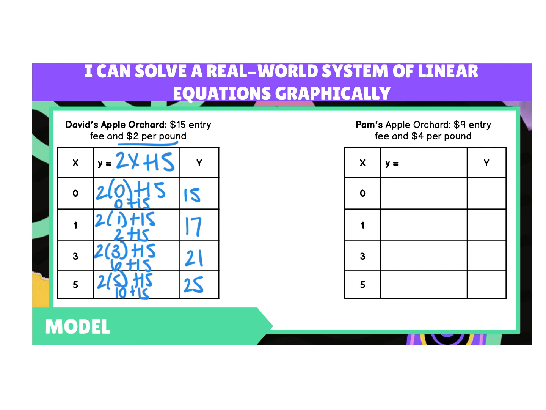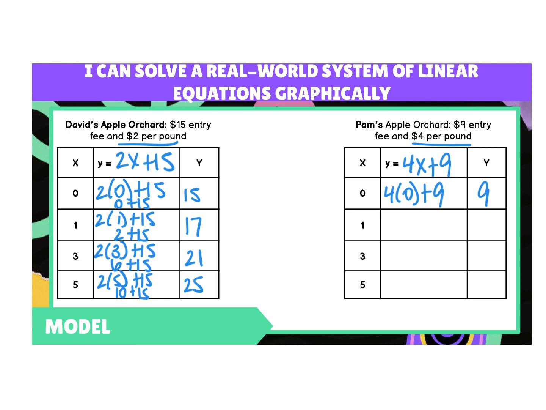And then we have Pam's Apple Orchard. So there is a $9 entry fee and $4 per pound. So we know 4x plus 9. And we substitute. So 4 parentheses 0 plus 9. I'm just going to do it straight up this time. 4 parentheses 0 plus 9 will give us 9.